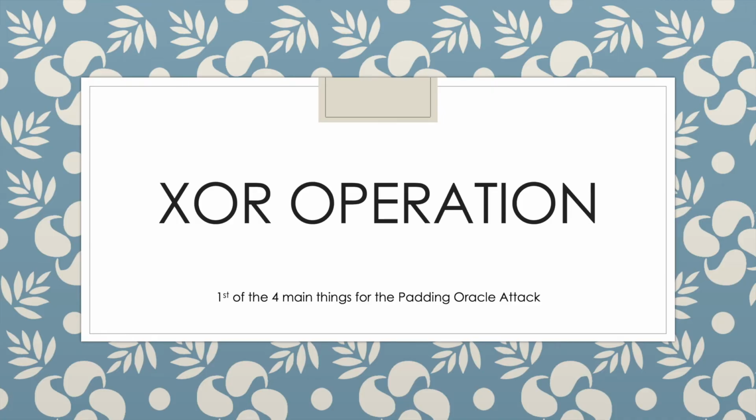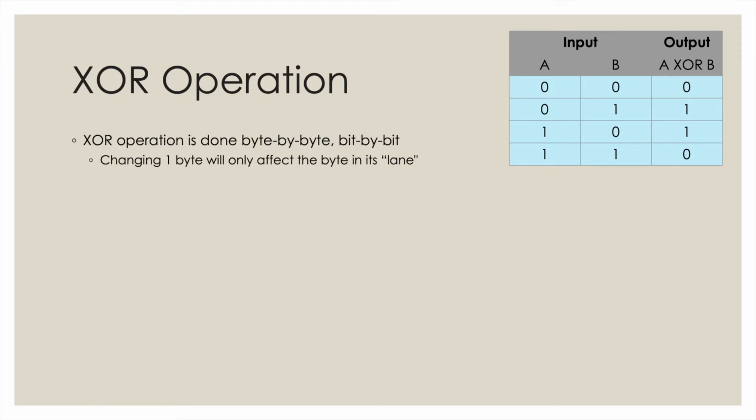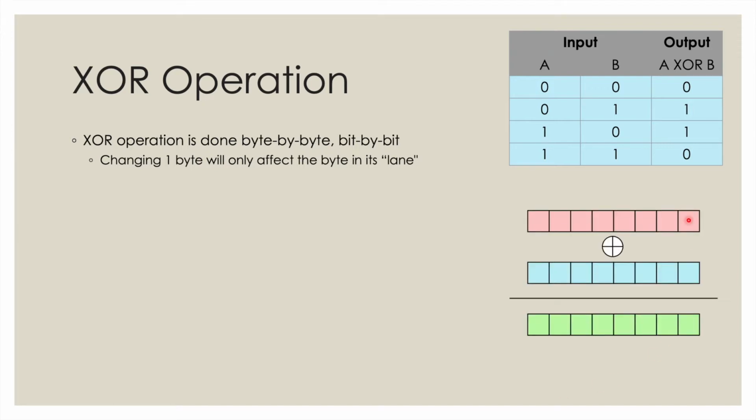Firstly, the XOR operation. Now, I'm sure most of you will be familiar with the XOR operation. It's a very simple bit operation that computers do all the time. I provided the XOR table in the top right hand corner over here for your reference. But there are two things about the XOR operation that are pertinent to our discussion today. The first is the fact that XOR operations are done bit by bit, byte by byte. What I mean by this is that if you XOR two sequences of bytes, as shown in this diagram over here, the output obtained is determined by comparing the bytes in each lane.